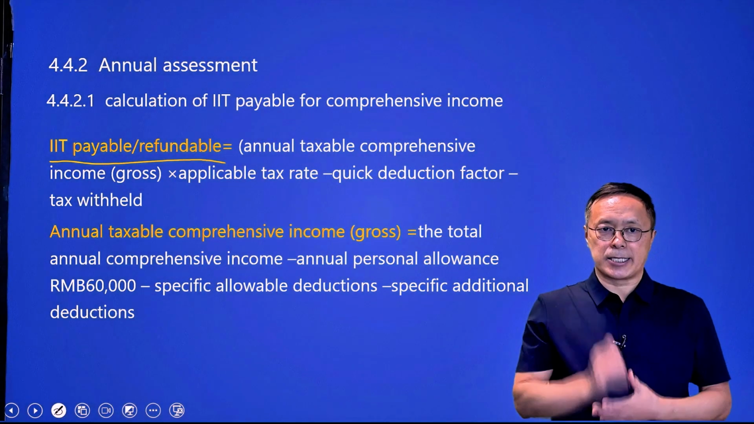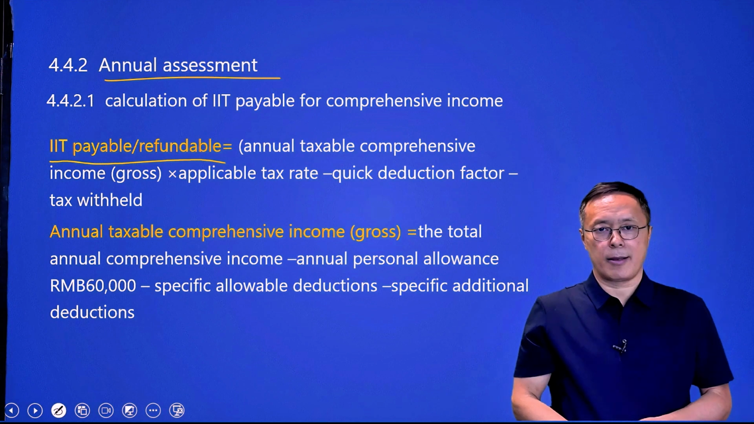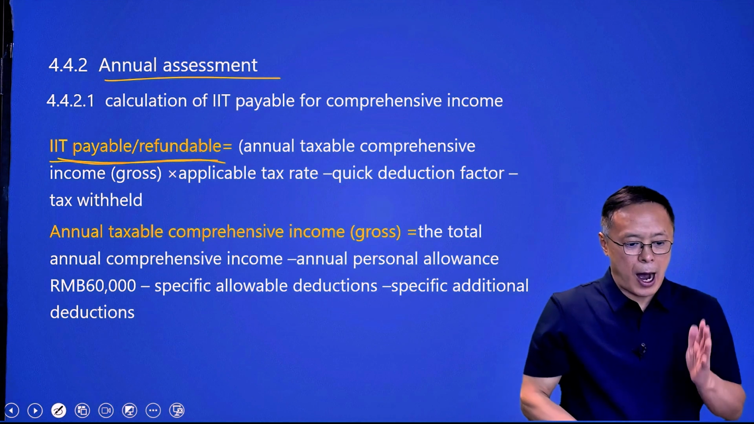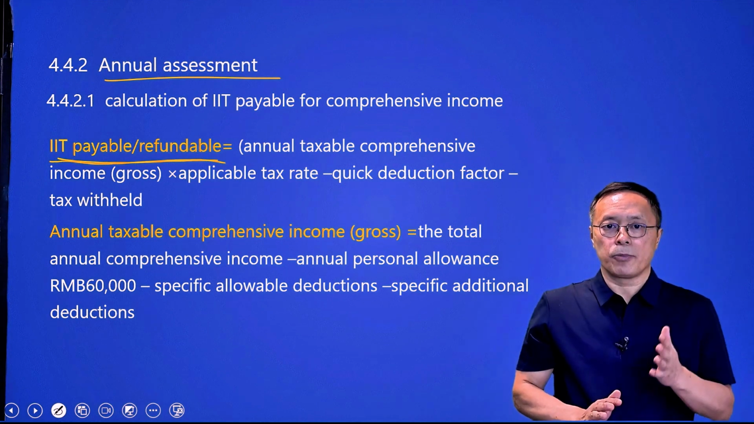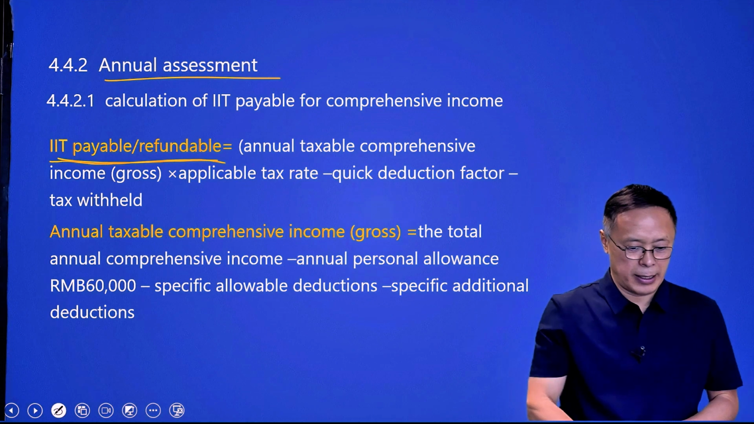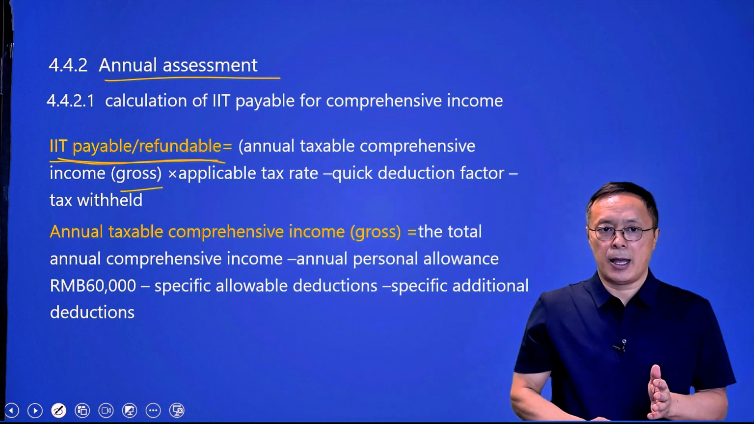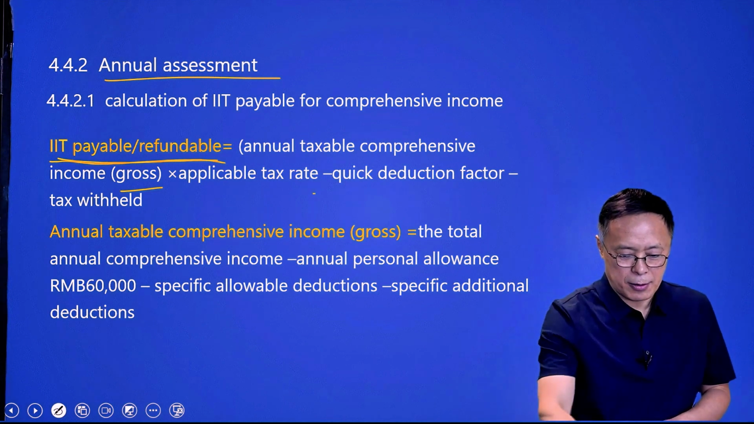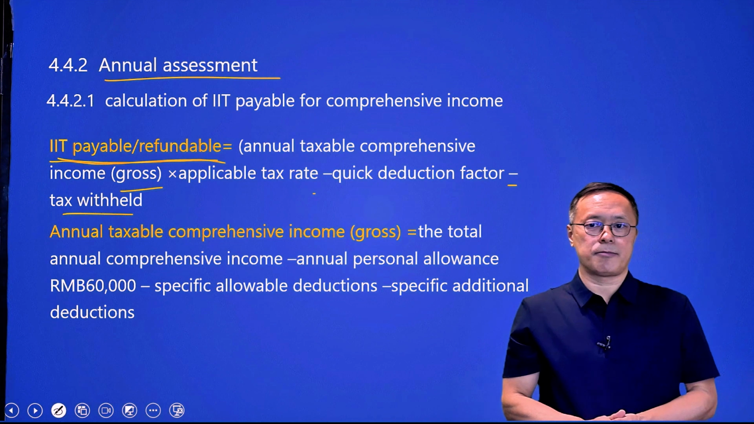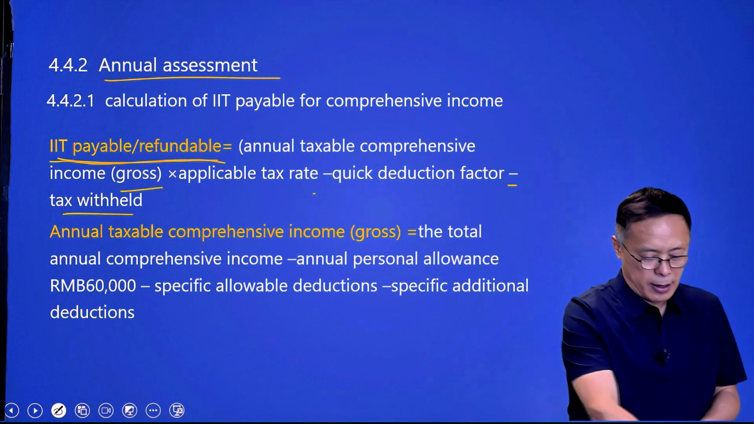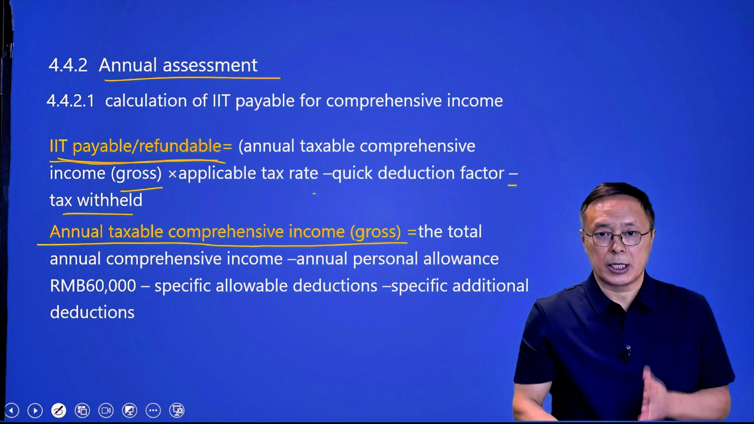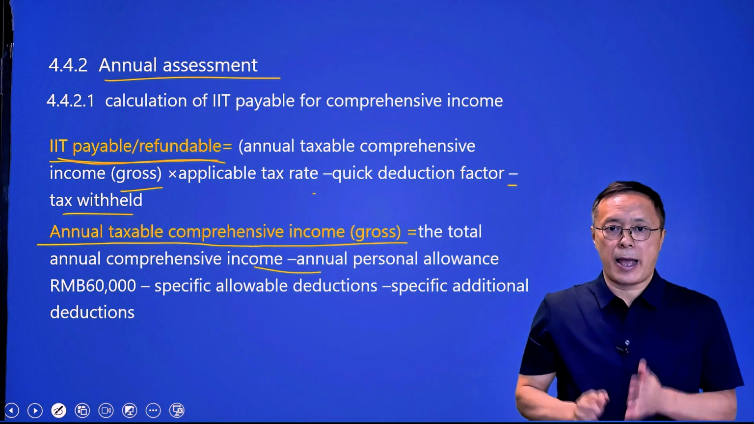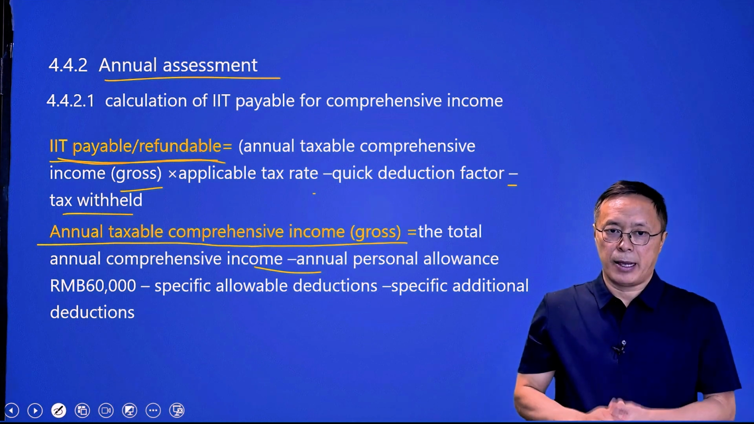Here we come to the second step, annual assessment. Just look at the formula. IIT payable or refundable on annual assessment equals annual taxable comprehensive income, which is the gross amount, times the applicable tax rate, minus the quick deduction factor, minus tax withheld. Here, annual taxable comprehensive income equals the total annual comprehensive income minus annual personal allowance.